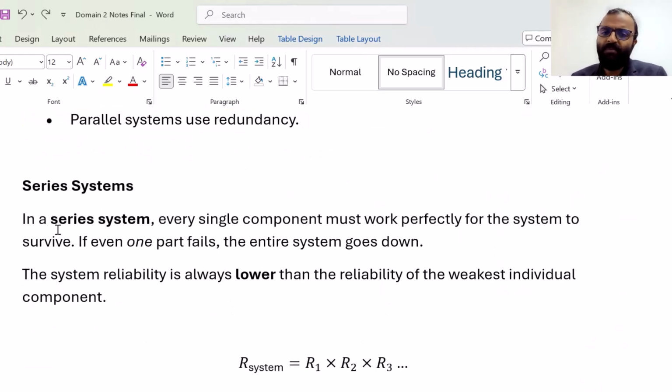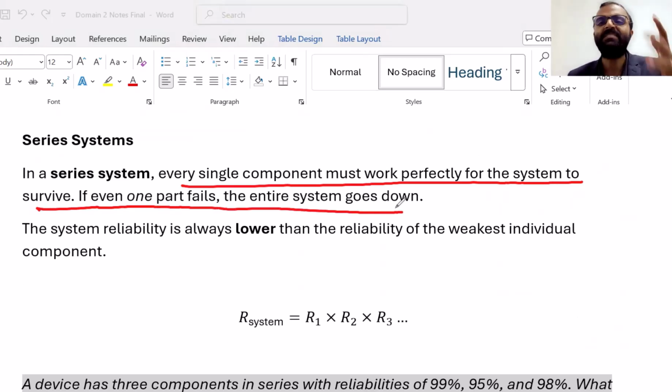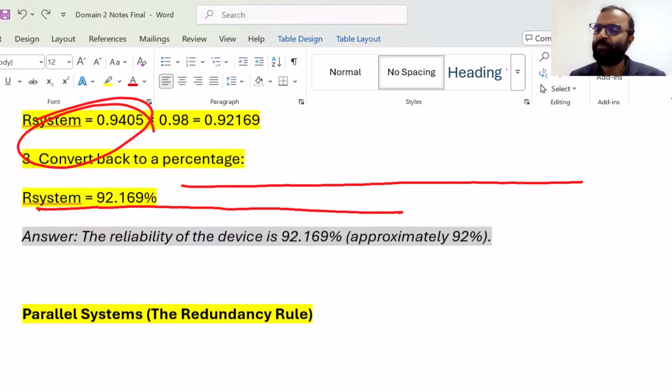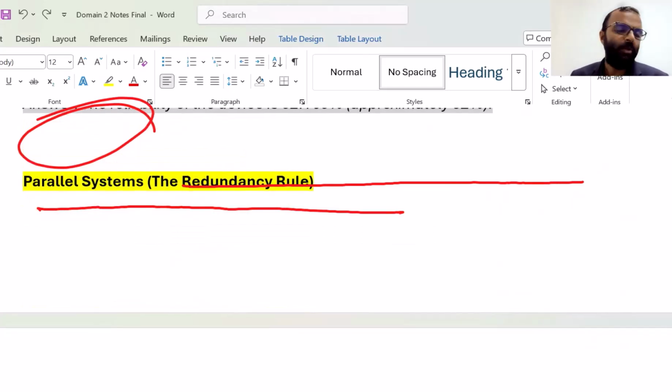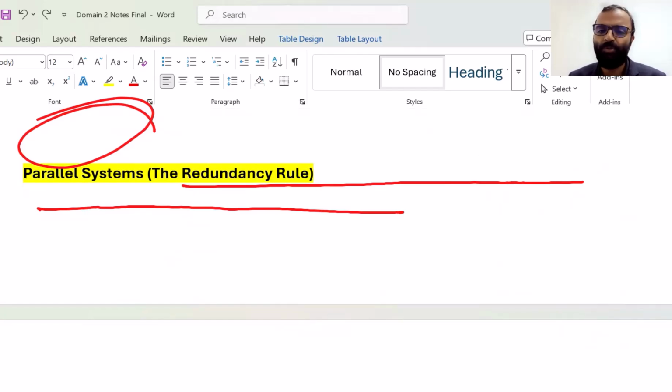So series system means what? In a series system, every single component must work perfectly for the system to survive. If one part fails, the entire system goes down. That is a series system. Now, what is a parallel system? The maths part, you don't worry. The maths part we will cover together after the end of the class, for all 7 modules.